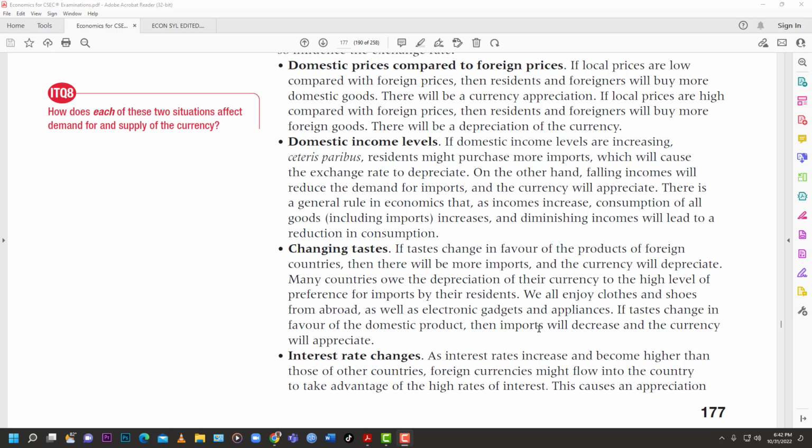But if you prefer local goods, your taste for local goods has gone up or improved, then you're going to shun the foreign goods, get the domestic currency, and so the demand for the domestic currency goes up, and so that currency would appreciate in value. So if you're looking at the interest rate, right, the interest rate changes. As the interest rates increase and become higher than those of other countries, foreign currencies might flow into the country to take advantage of the high rates of interest.